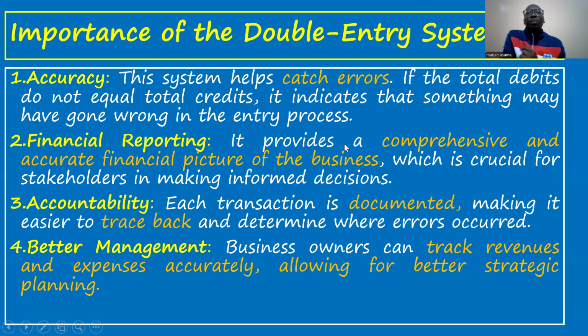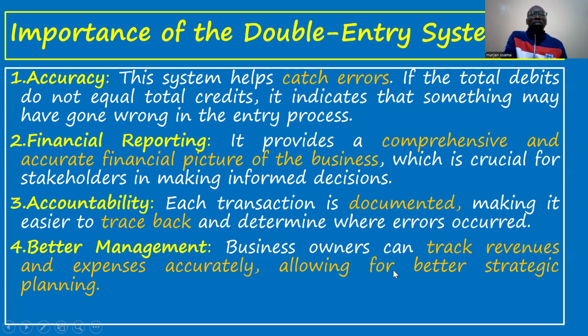Financial reporting. It provides a comprehensive and accurate financial picture of the business. So we get to know our sales, our assets, our liabilities, our revenues. And remember, we are going to use all this information in the balance sheet, the income statement, and the cash flow statement. Accountability. Each transaction is documented, making it easier to trace back and determine where errors occurred. So we can easily trace, okay, last week we bought this, last week we sold this.